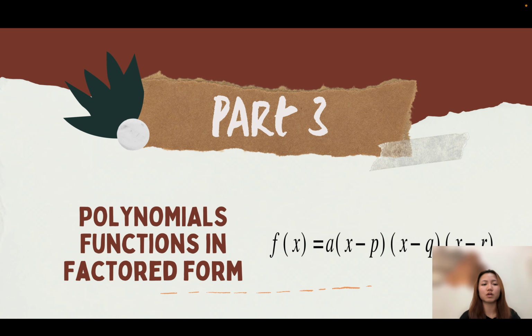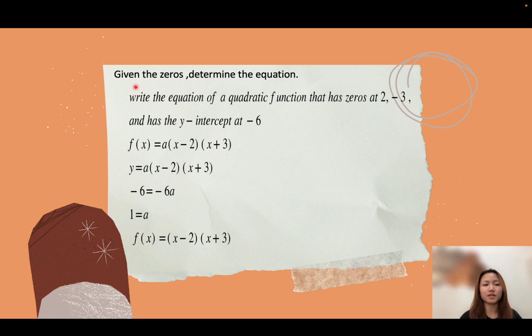Part 3, we are going to talk about polynomial function in factor form. It means you need to find out what the equation is. Maybe they give you the zeros or they give you a graph. This one is the general form of factor form. First one is given the zeros to determine the equation. Maybe this one is the question.